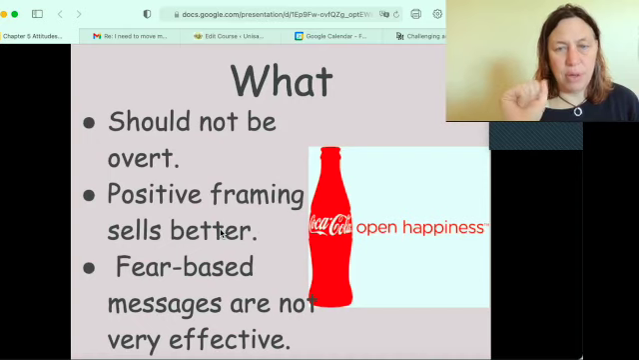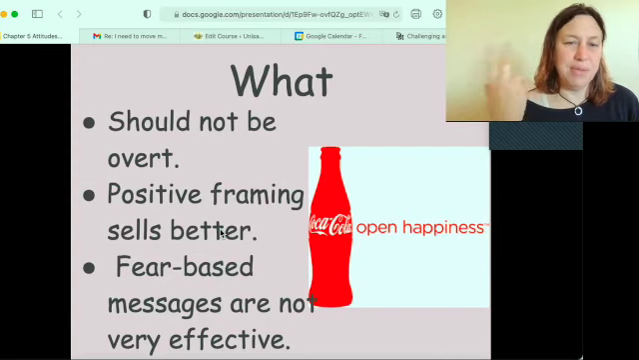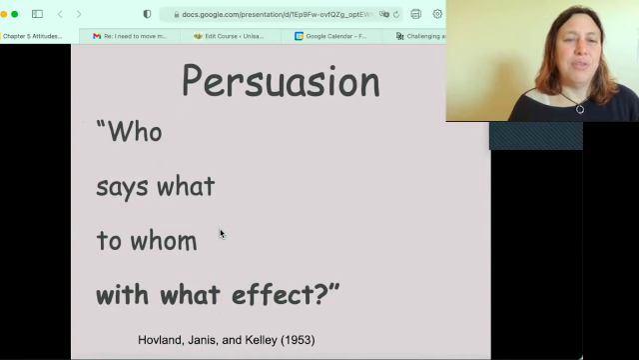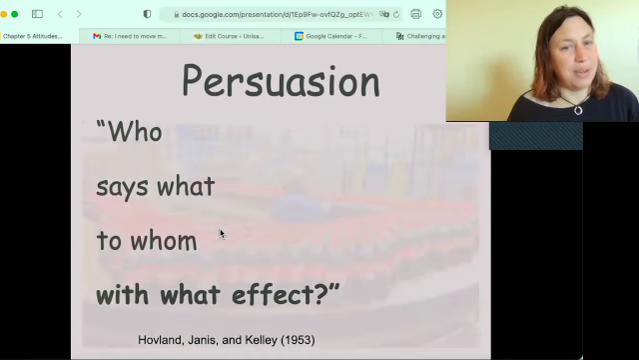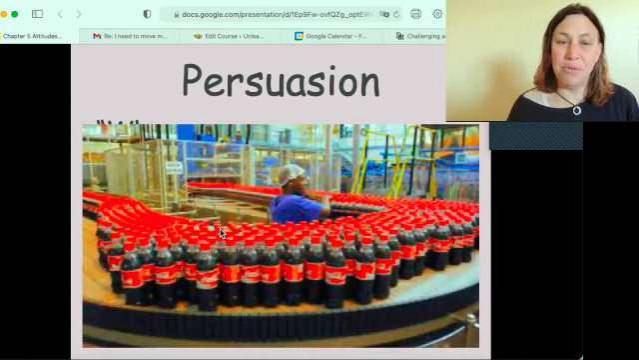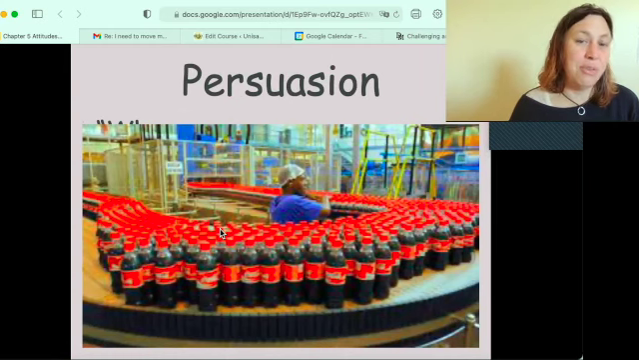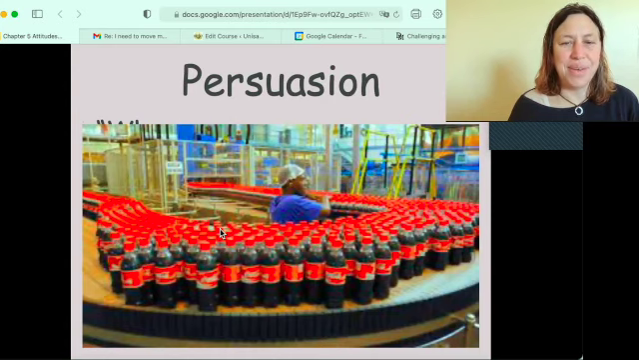Now, at one point on every cigarette package, you had the most dreadful pictures. And they just didn't work. People didn't like them. And they didn't stop people from smoking. You go, oh my God, I feel so serious. Let me have a cigarette. Okay? Persuasion. Who says what to whom with what effect? We sell a lot of Coke. All right? High levels of diabetes, malnutrition, and lots of money.